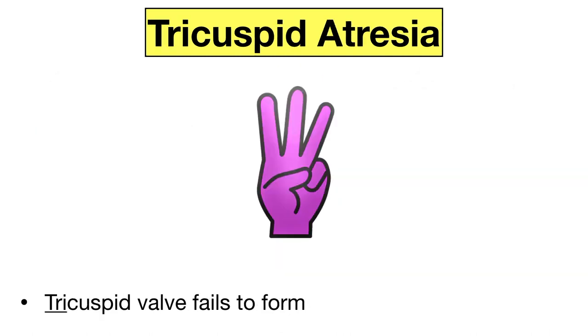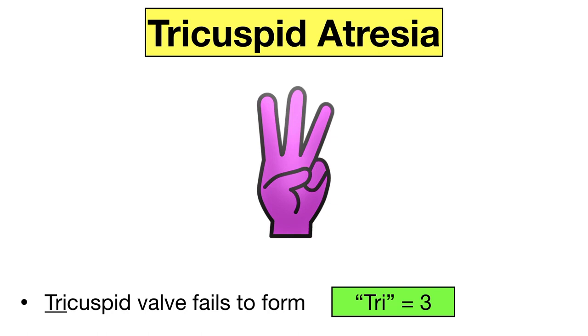The third cyanotic heart defect is tricuspid atresia. For this, you'll hold up 3 fingers. Tricuspid atresia is a congenital heart defect in which the tricuspid valve fails to form. Remember in our medical terminology video, the prefix tri means 3.